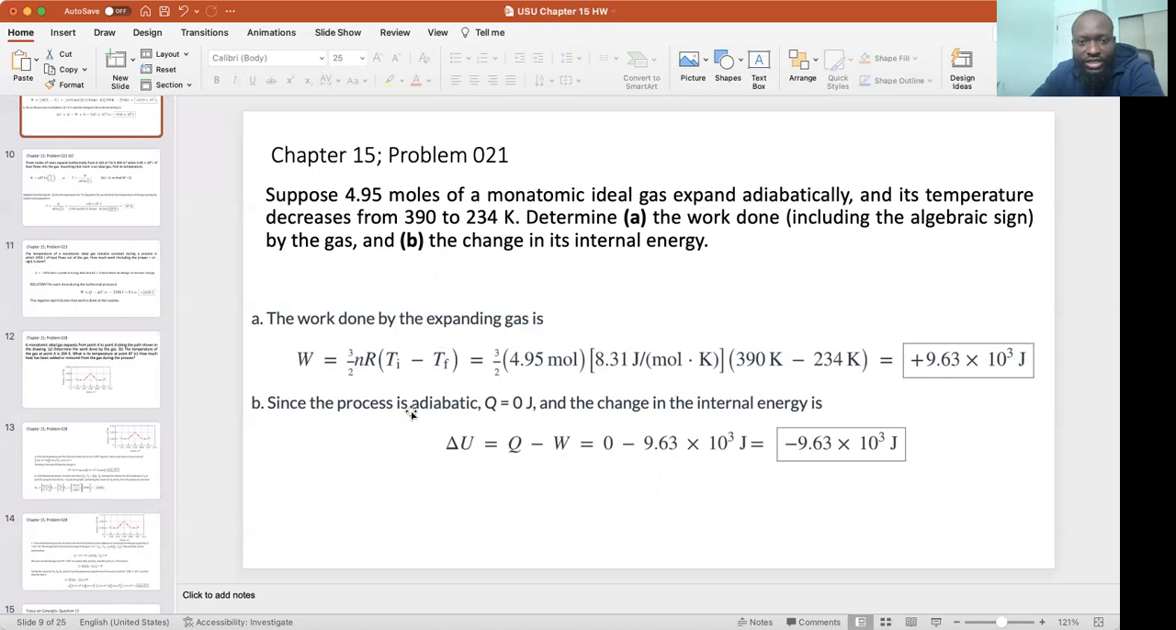And then the change in internal energy, so it's an adiabatic process, so Q equals 0. So change in internal energy is just minus W from the first law of thermodynamics, so it's just going to be negative of that one. Okay.